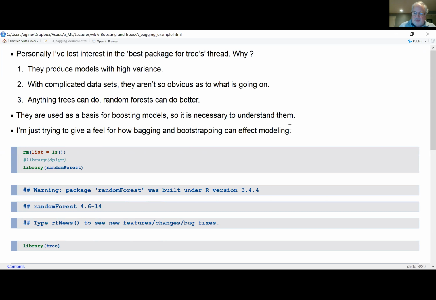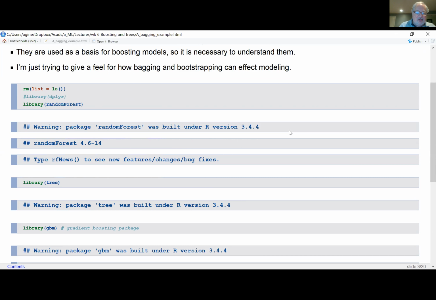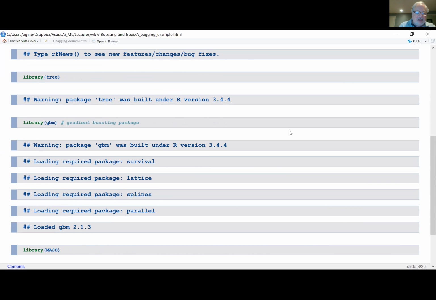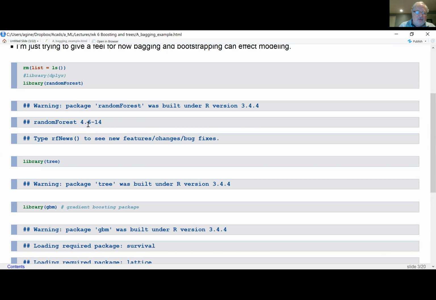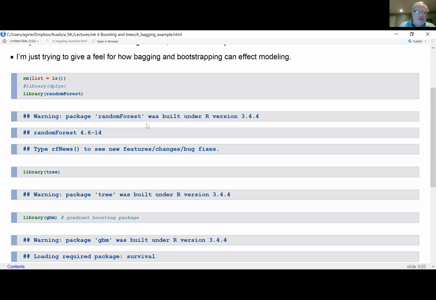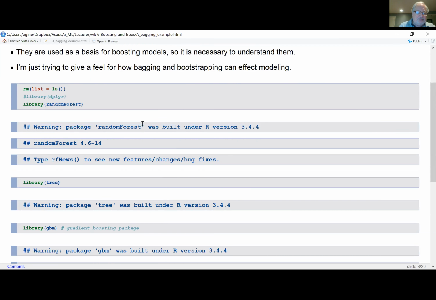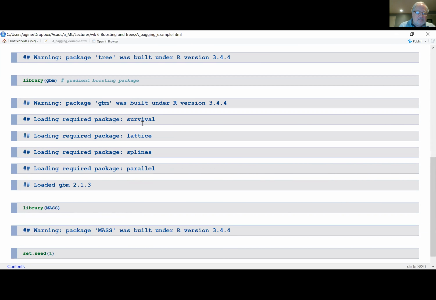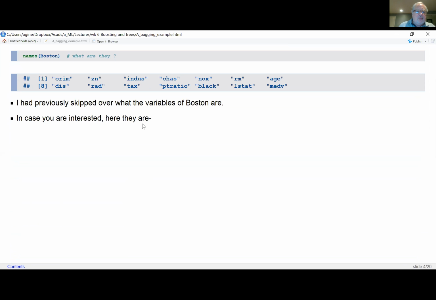Okay, this is just showing you loading the packages. It's going to use randomForest, which is a good package for random forests. Okay, so remember, let's just go about it.